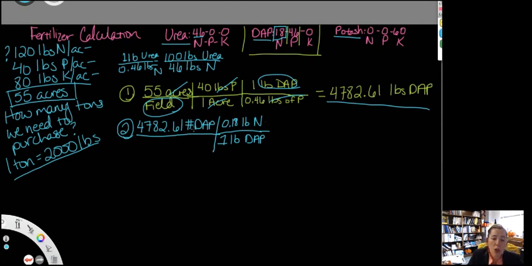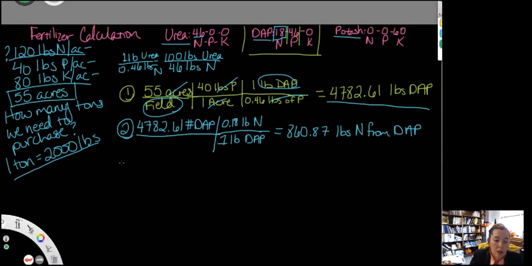By doing this, we get how many pounds of nitrogen we're actually receiving from DAP. So you should get 860.87 pounds of nitrogen from DAP. In order to make use of this, we need to figure out how much total nitrogen we're needing, based on the fact that we're putting out 120 pounds of nitrogen over that whole area.